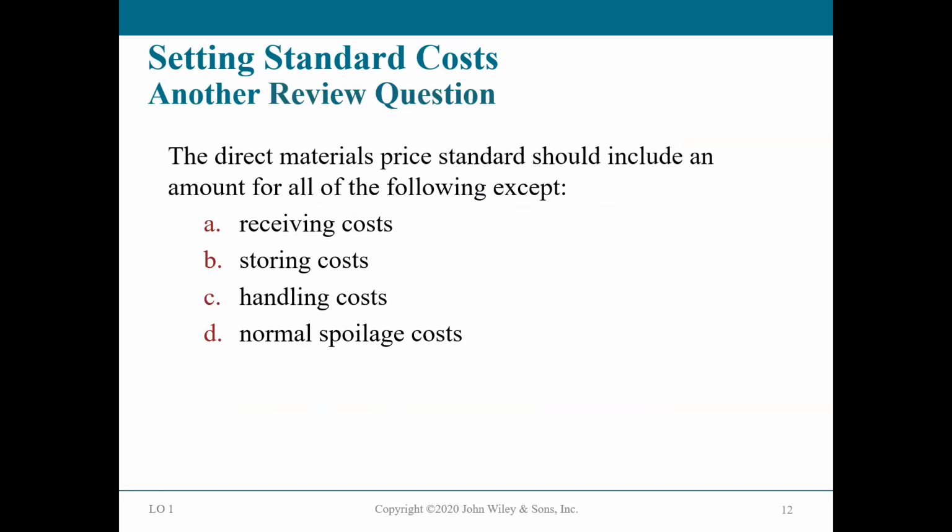Little question then: direct materials price standard should include an amount for all of the following except which one? So receiving, yeah, we talked about receiving. Storing, yes. Handling, yes. Normal spoilage cost. Remember, this is the price standard, not the unit standard. So it would not include normal spoilage. Spoilage comes into the quantity, not the price piece.